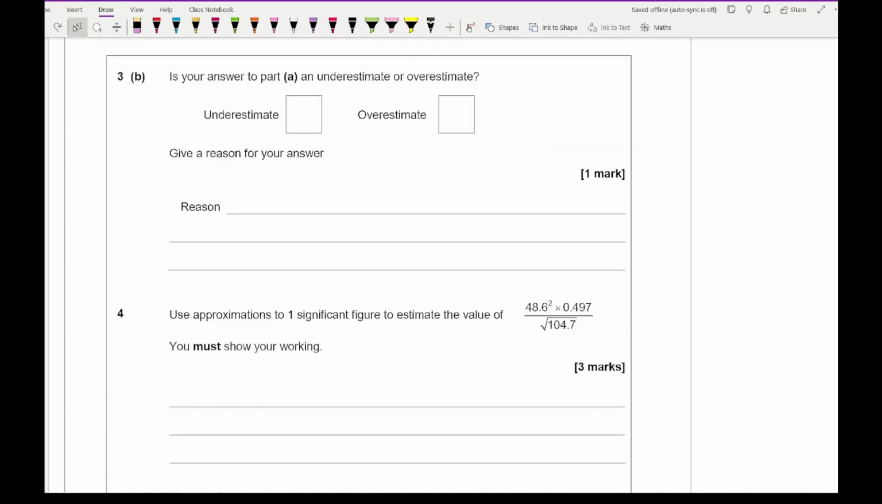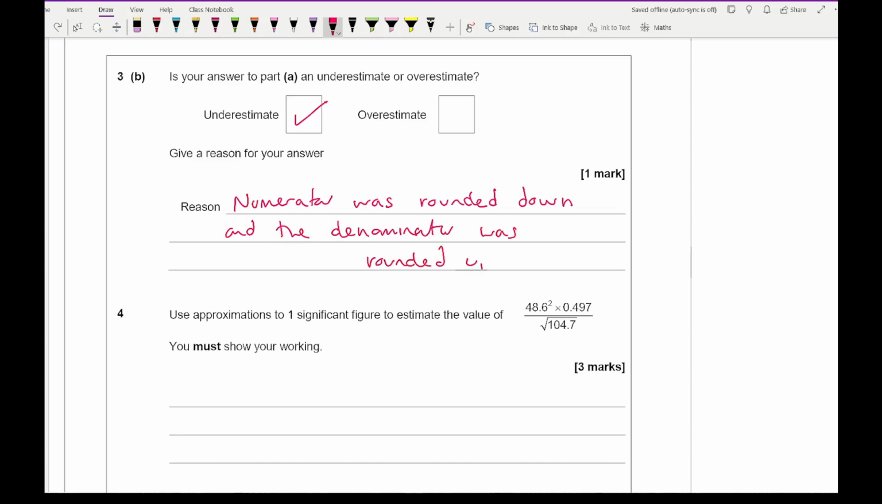Then moving on to question 3b, it says is your answer in part a an underestimate or an overestimate? And you need to give your reason why. Well, the answer is going to be that it's an underestimate because the numerator was rounded down and the denominator was rounded up, therefore giving a smaller answer.